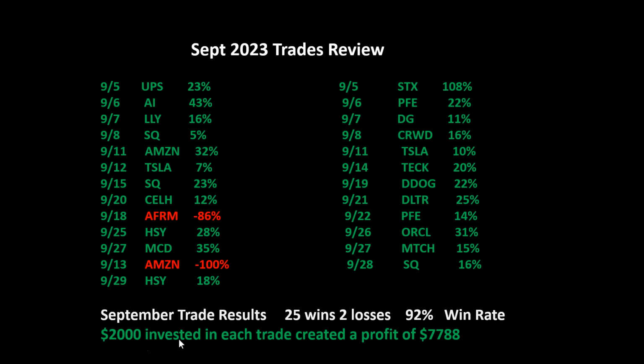But what I use here is I assume that if you invest $2,000 in each trade, and this is just an arbitrary number, obviously, but I want to have some way to gauge how we're doing trade to trade, month to month, quarter to quarter, et cetera. But if you invested $2,000 in each trade, it created a profit of $77.88 in the month of September, which is pretty nice.